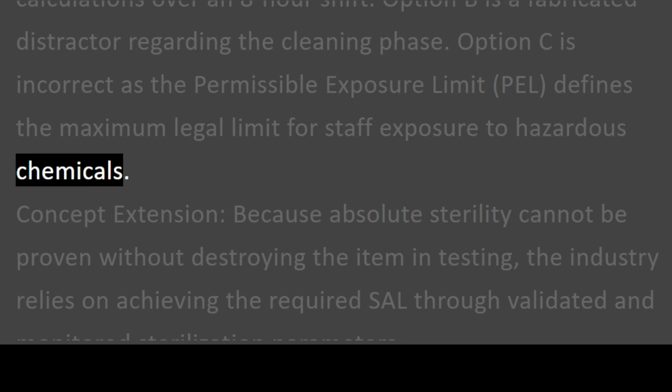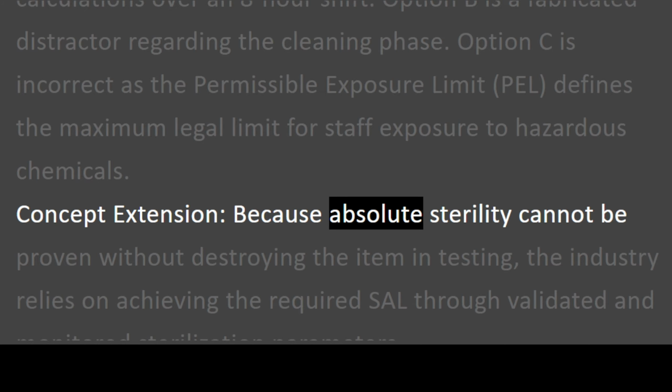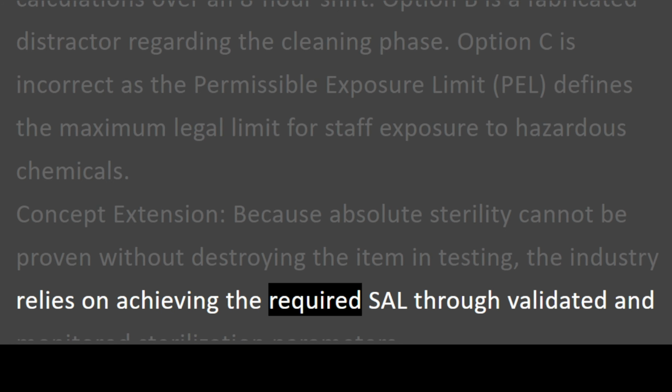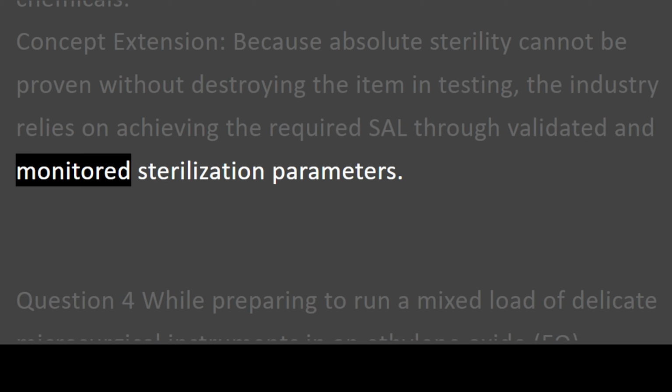Concept extension. Because absolute sterility cannot be proven without destroying the item in testing, the industry relies on achieving the required SAL through validated and monitored sterilization parameters.